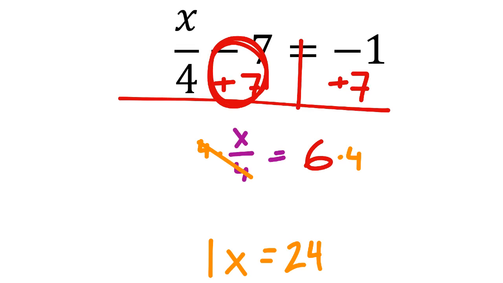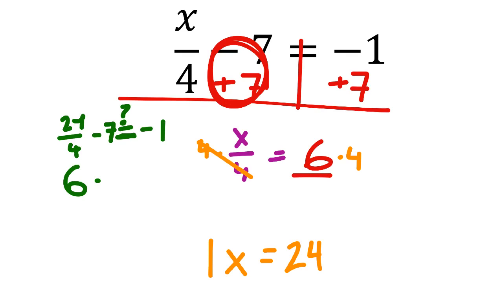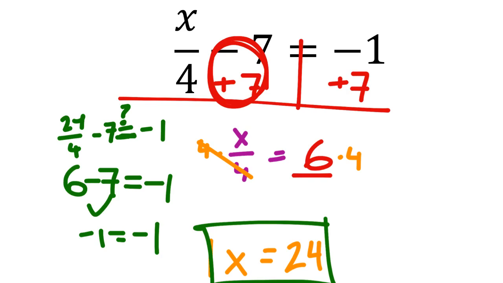So let's go back and check, right? 24 divided by 4 minus 7. Does this equal negative 1? Well, let's find out. 24 divided by 4 is 6, which we saw right here. And we should see this kind of working backwards from the way that we did it, right? 6 minus 7, does that equal negative 1? Sure does. Negative 1 does equal negative 1. So that's true, and I know I can box this answer in with great confidence.